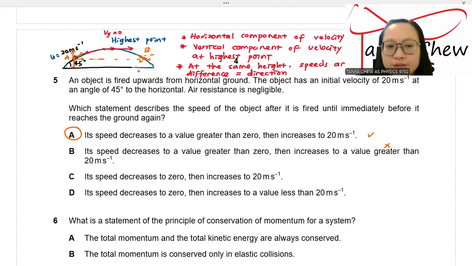C, its speed decreases to zero. It cannot decrease to zero because at the highest point, there is still a horizontal component of speed. So C and D are both wrong.